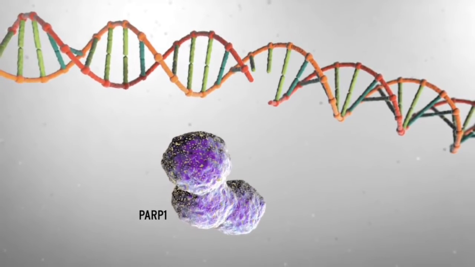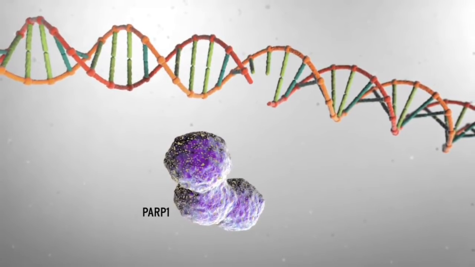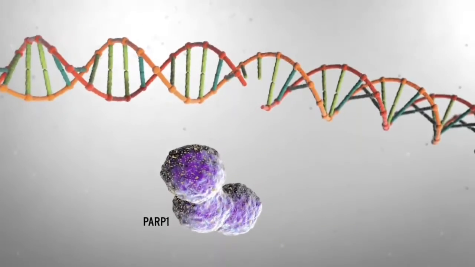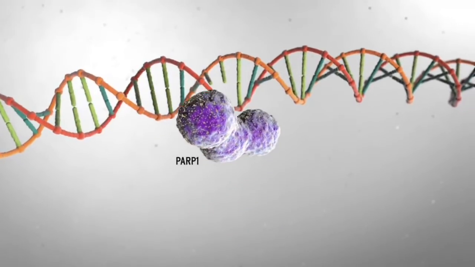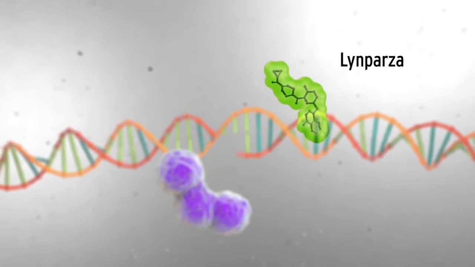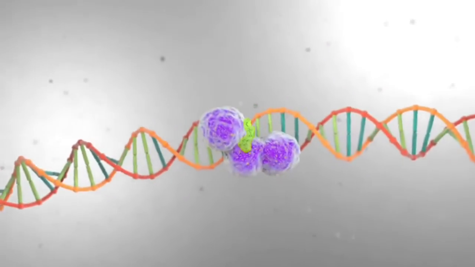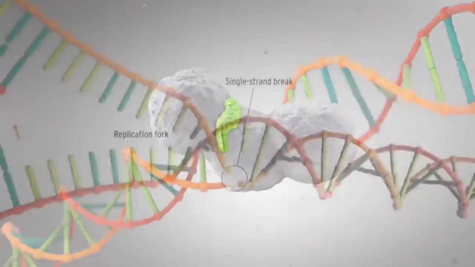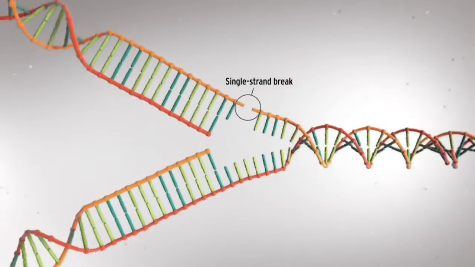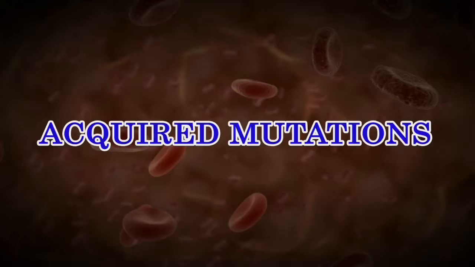The tumor tries to use alternate PARP-mediated single-strand repair. PARP inhibitors like olaparib prevent this repair and are effective not only in BRCA-related triple-negative breast cancers but also in acquired triple-negative breast cancers.